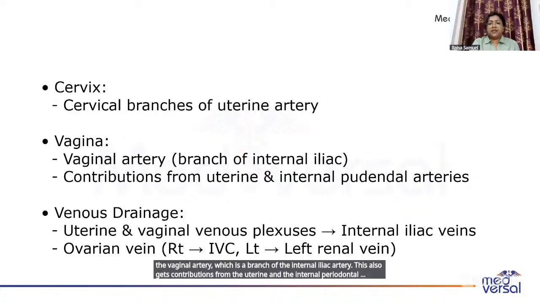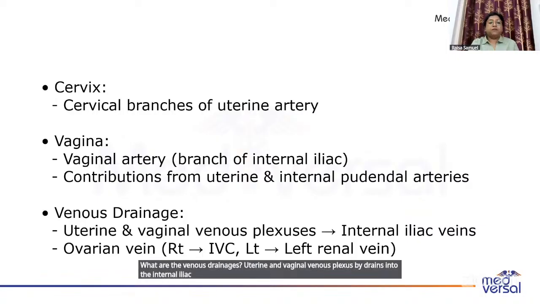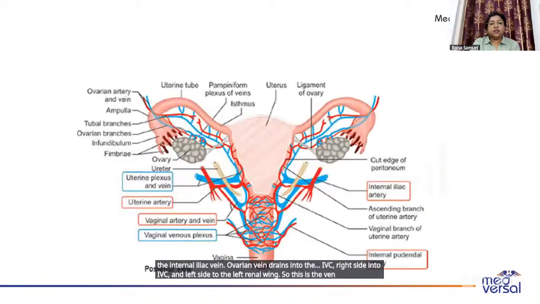What are the venous drainages? Uterine and vaginal venous plexus drains into the internal iliac vein. Ovarian vein drains into the IVC, right side into IVC and left side to the left renal vein. So this is the venous drainage. Here you can see both the arterial and the venous drainage.